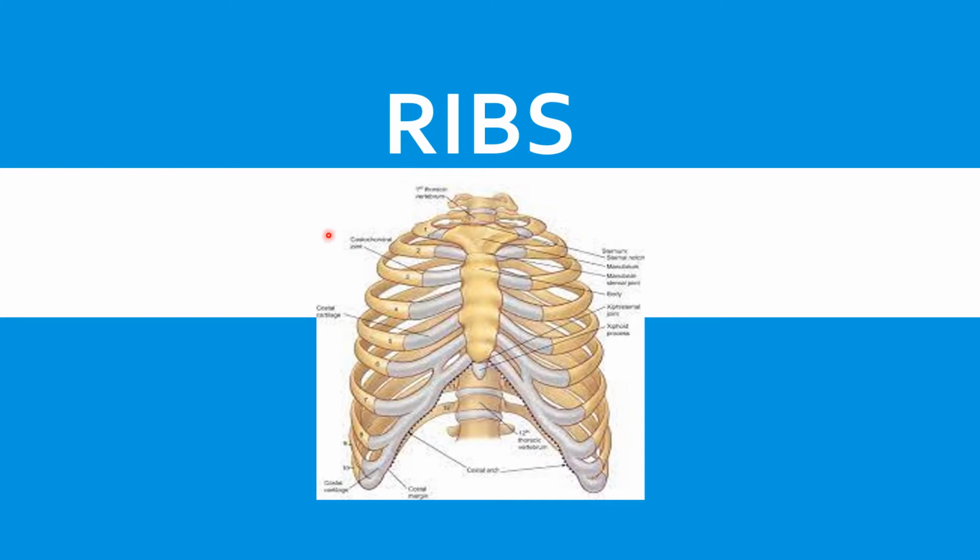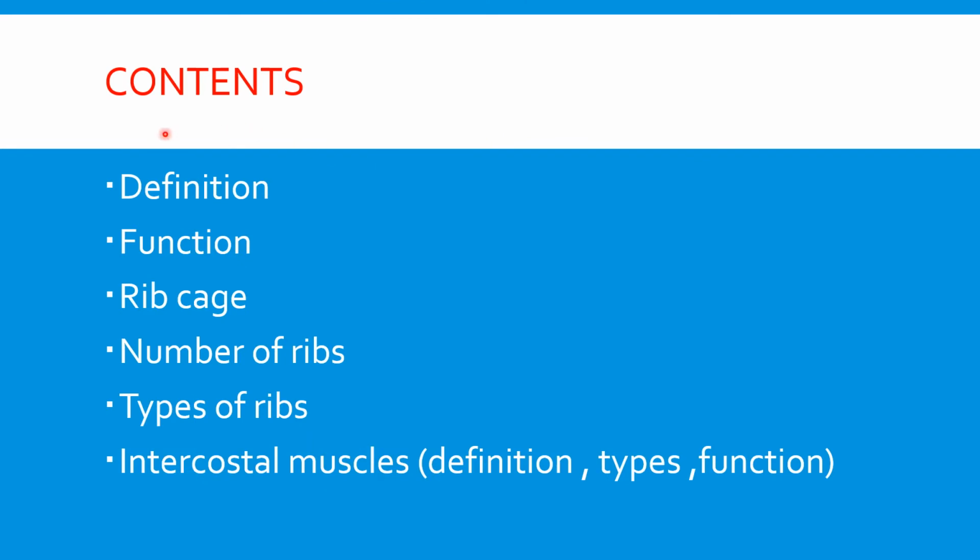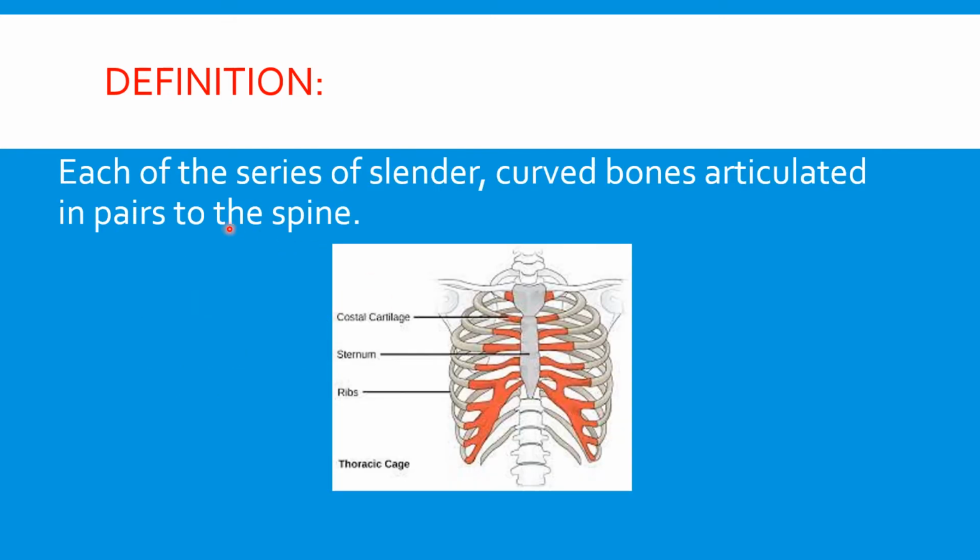So let's get started. First of all, you have to go through the contents, what you will study in this lecture. First of all, you will study the definition and then the function of the ribs, then what is the rib cage, the number of ribs in the human body, then the types of the ribs, and then the most important, intercostal muscles: the definition of intercostal muscles, the types of intercostal muscles and their function. So start with the definition of ribs.